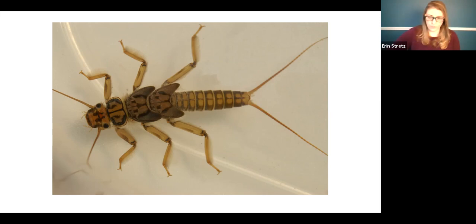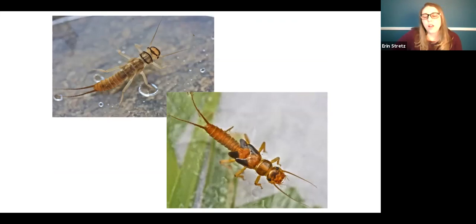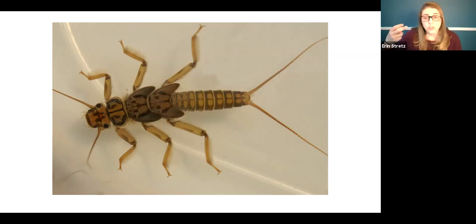Also in this image, you can see that the stonefly has two tarsal claws at the end of each segmented leg. So remember, the mayfly just has the one toe. Stoneflies and other organisms that look like this have two. You can see they're sticking out right at the end of each leg.